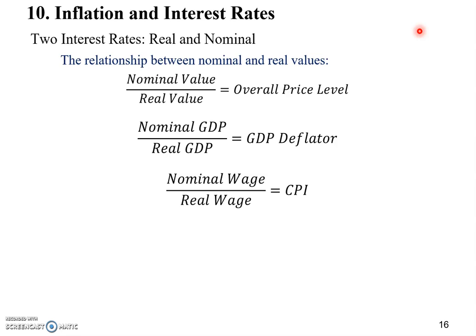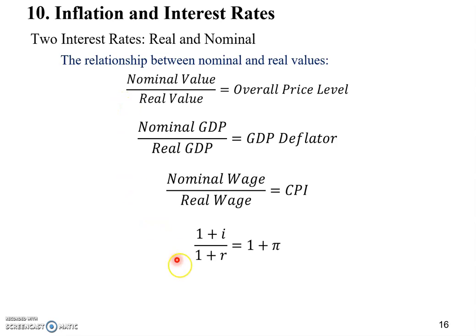Now, suppose we put $1 into a bank account. A year later, how much are we going to receive back? It's going to be this $1, that's the principal, plus the interest. How much interest we could earn depends upon the nominal interest rate. So here, 1 plus i stands for the nominal interest rate. The numerator, 1 plus i, is the nominal value a year later.